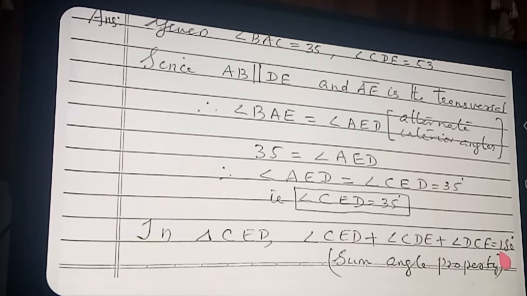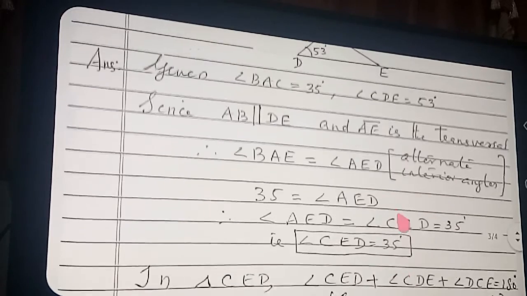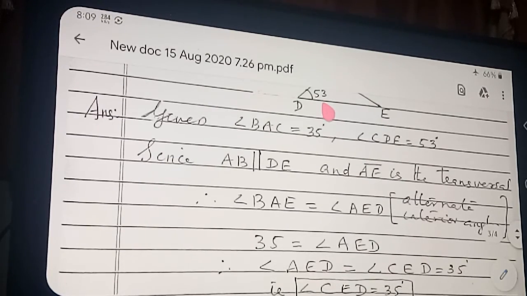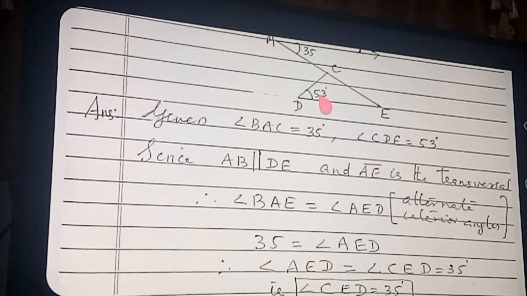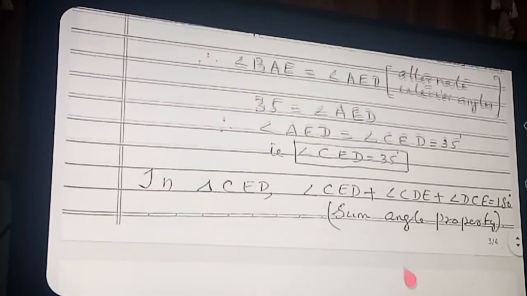Any doubt is there? Okay, which property are we applying? Angle sum property. Sum of all angles of a triangle is 180, apply. So here you give all the values. What is the value of CED? Just now you got 35. Okay, and angle CDE is already given in the question. What is given? 53. So apply in the place. So you can see in the next page.